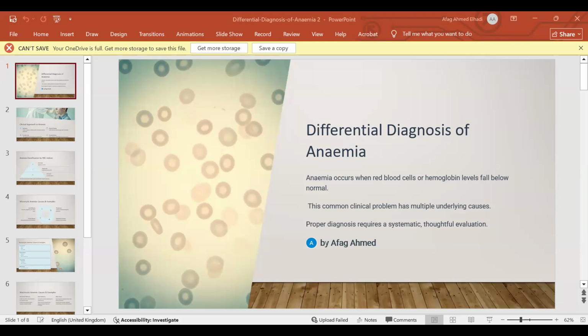Hello, everyone, and let's talk a little bit about differential diagnosis of anemia. As you all know, anemia occurs when red blood cell or hemoglobin levels fall below normal range. And what is the normal range of hemoglobin in adults? It is 130 to 180 grams per liter for men and 122 to 160 grams per liter for non-pregnant women.